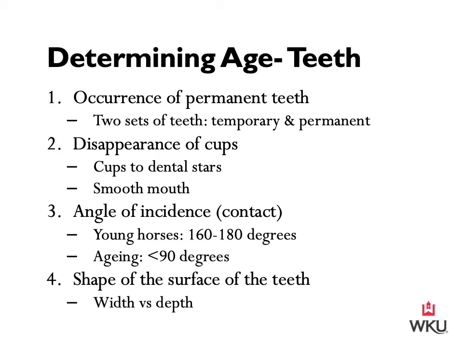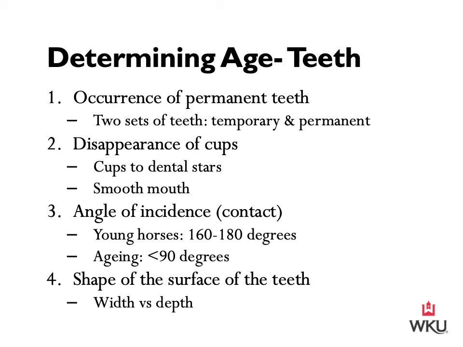As cups disappear, a dental star will appear. At first, these dental stars will appear as narrow yellow lines in front of the central enamel ring, and then as dark circles near the center of the tooth in the more advanced stages.